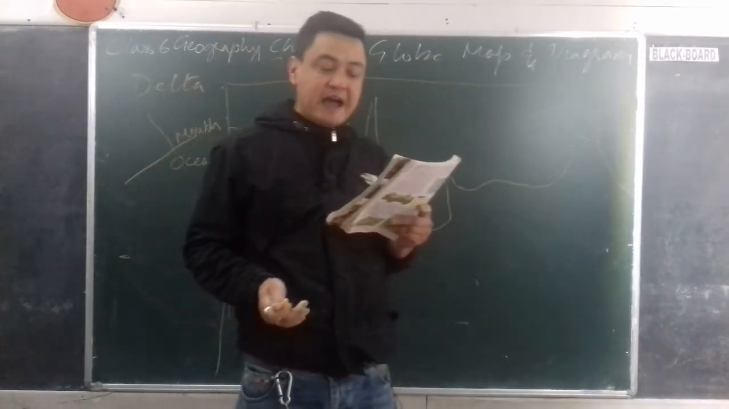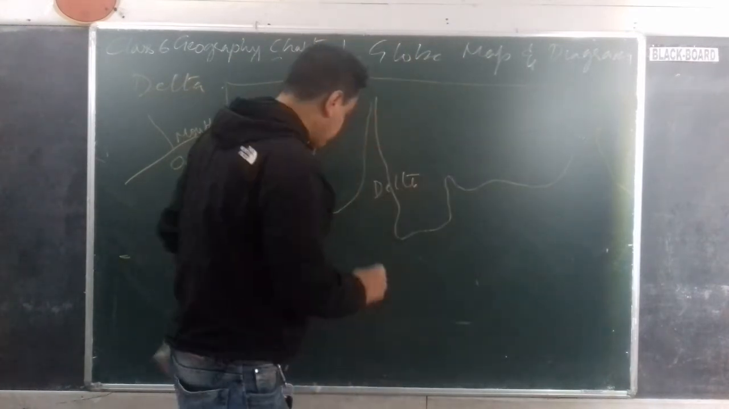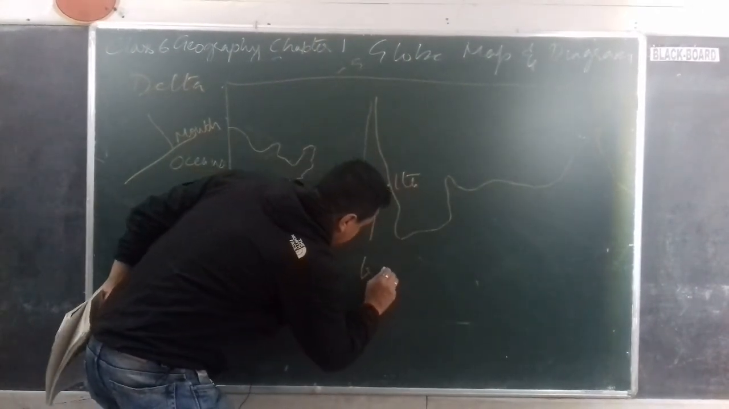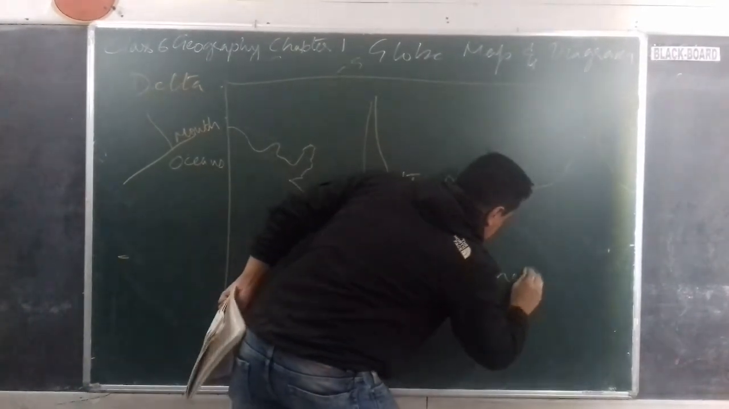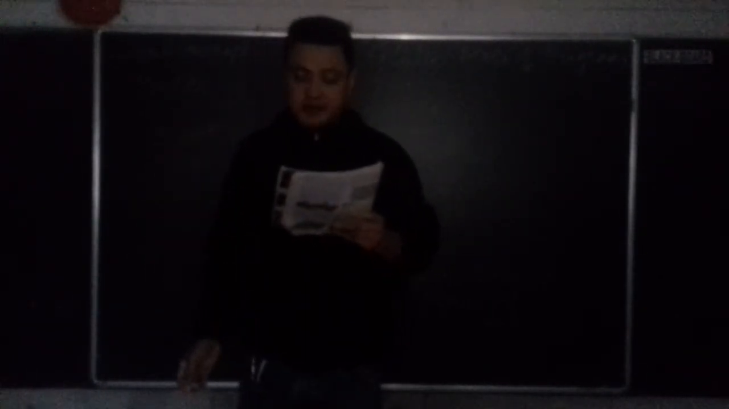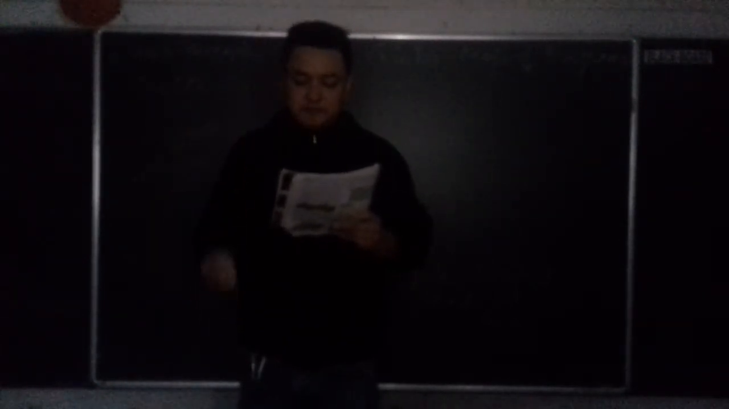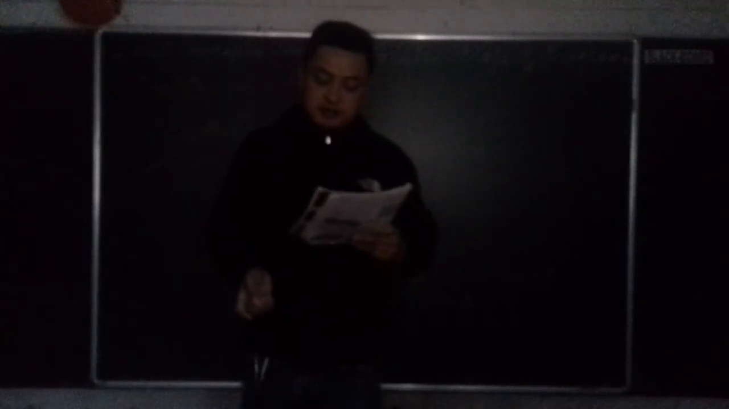A delta is a triangular shaped land. Whenever we are talking about triangular, it means this kind of triangle. It can be an inverted triangle. It is represented by the Greek letter delta. The largest delta in the world is that of the river Ganga and Brahmaputra. Some other famous river deltas are of the Mississippi and Nile rivers, which you will study in further classes.